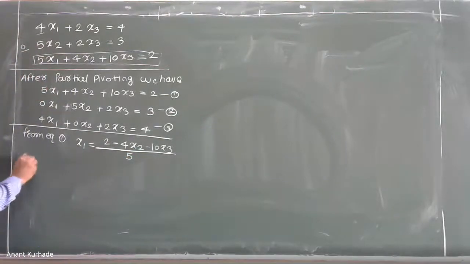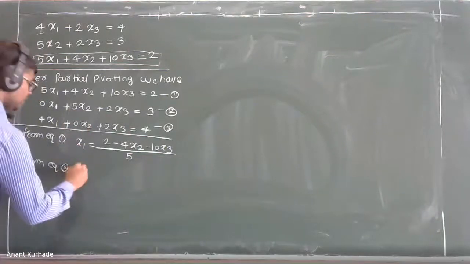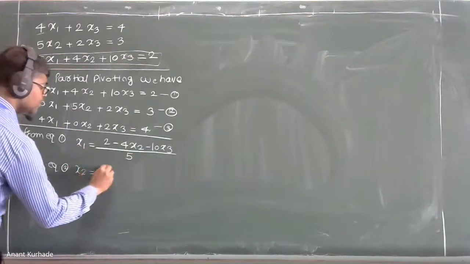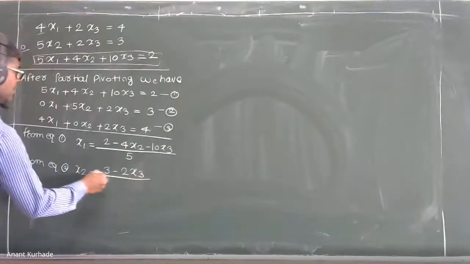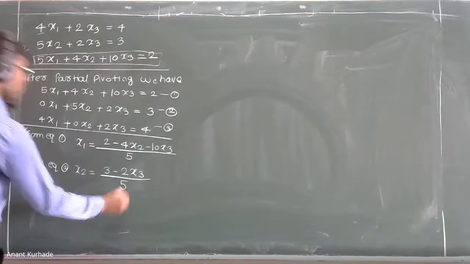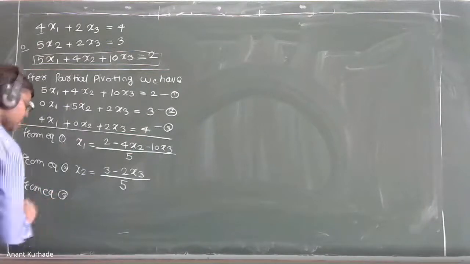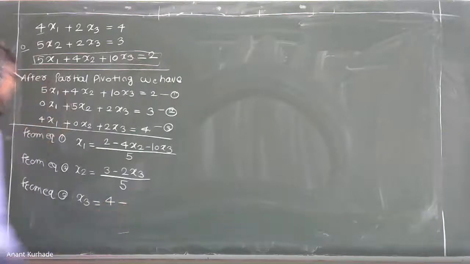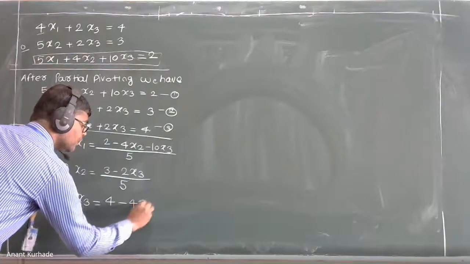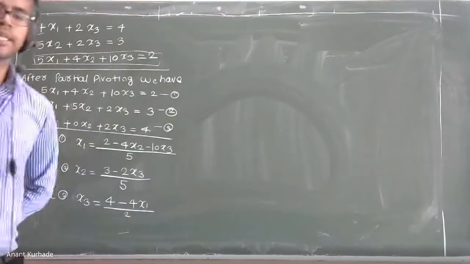Then from equation number 2, what can you write for x2? You can write x2 is equal to 3 minus 2x3 divided by 5. And last, from equation 3, x3 is equal to 4 minus 4x1 divided by 2. Is it correct? Please cross check.